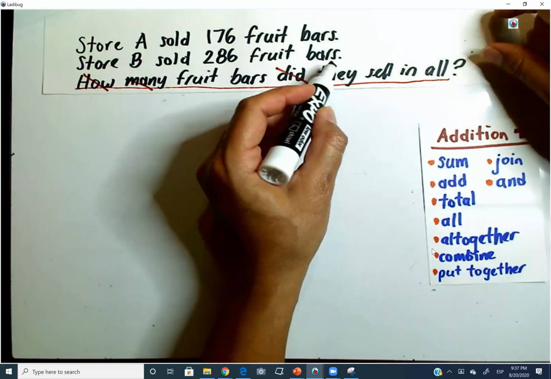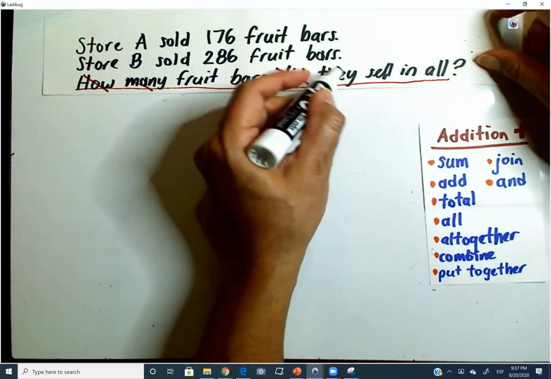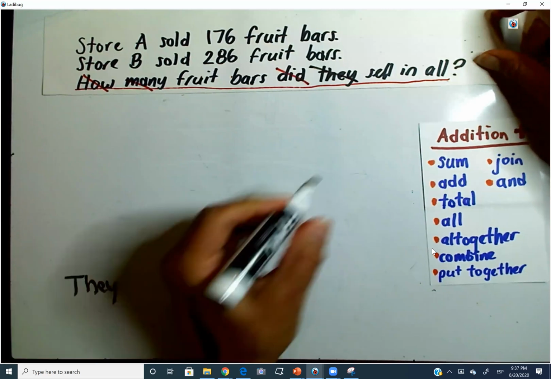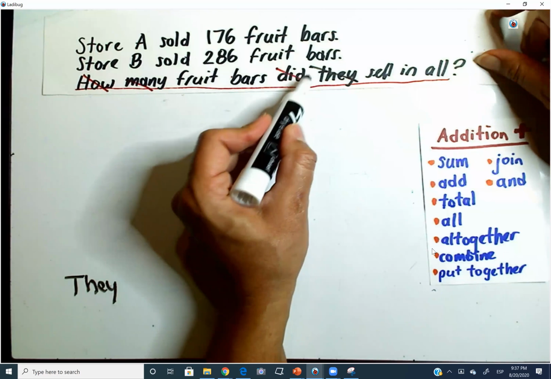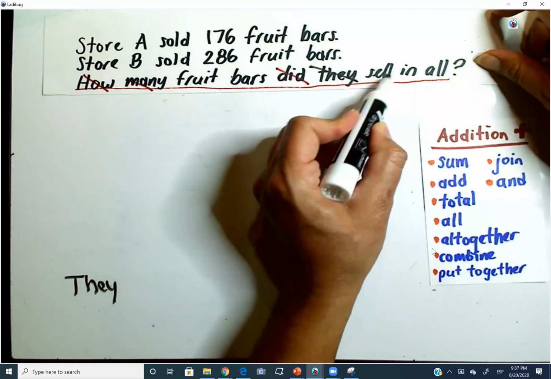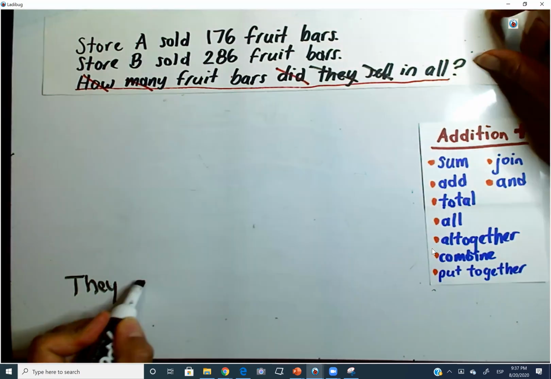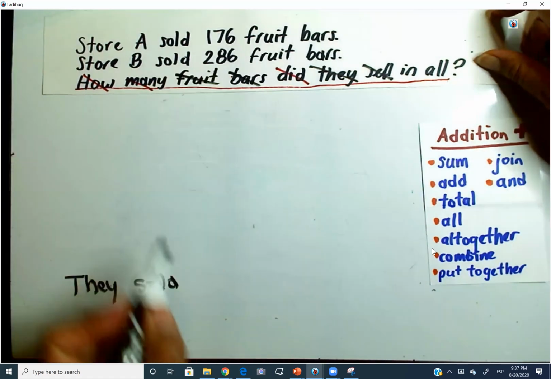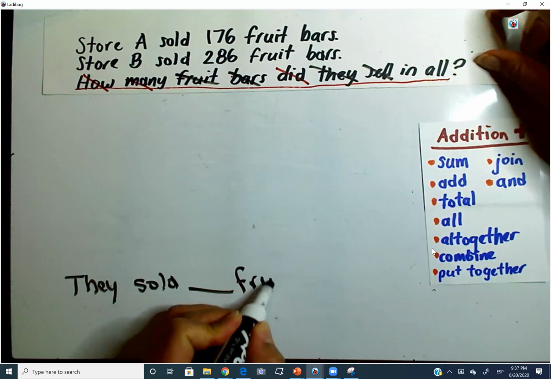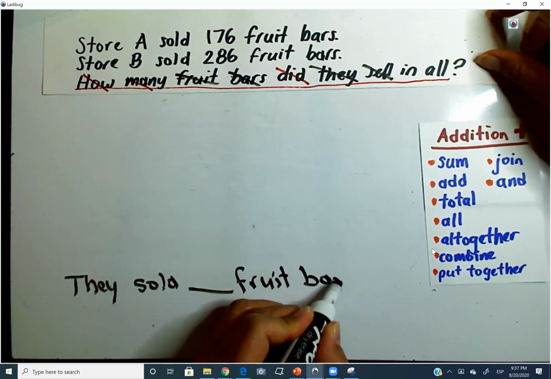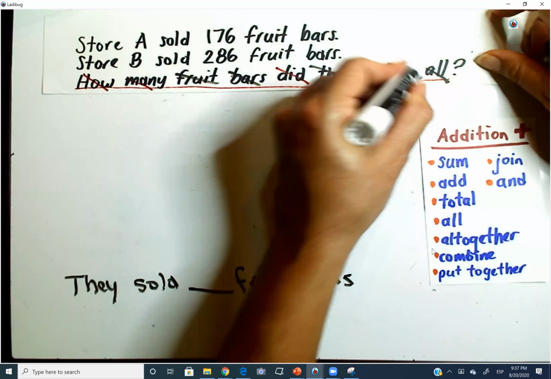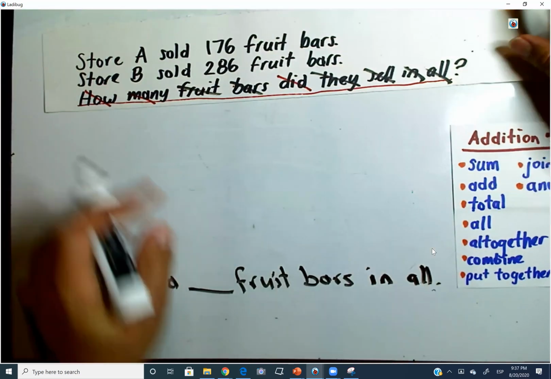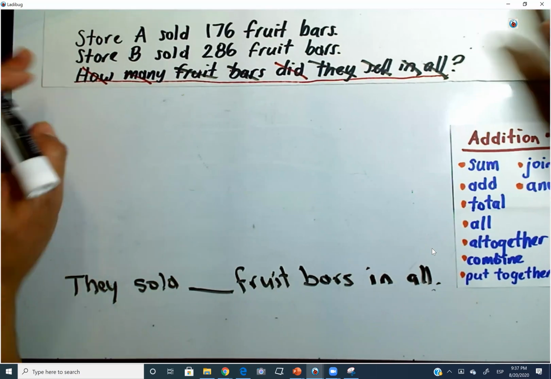So we start with the subject, which is they. So I'm going to cross it and I'm going to put here they. Now because did is in the past tense, the verb is going to become past tense. Instead of sell, I'm going to put sold. Fruit bars in all. Now I have my answer statement and I need to start working on solving the problem.